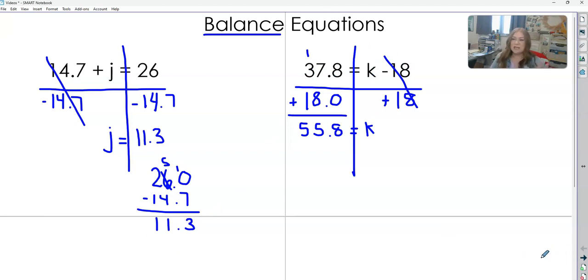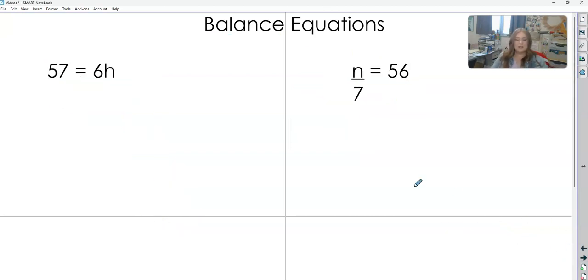So the first section will just be on adding and subtracting. Do the opposite to both sides. So your next section will be on multiplying and dividing. So we have 57 equals 6h. So we're going to go ahead and split up our problem. We're trying to get h alone.